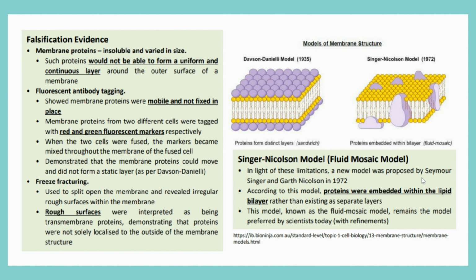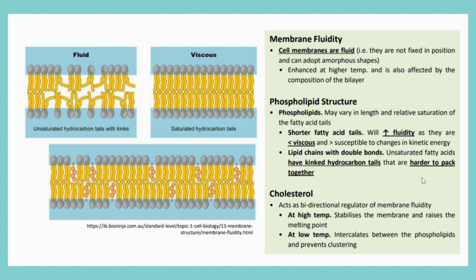So, membrane fluidity. So, once again, cell membranes were fluid. This was proved. And the phospholipid structures, as we know, phospholipids vary in length. They have relative saturation as well. So, the shorter fatty acid tails will increase fluidity as they are less viscous and hence more susceptible to changes in kinetic energy. And the lipid chains with double bonds, unsaturated fatty acids, have kinked hydrocarbon tails that are harder to pack together, so that results in the membrane being fluid.